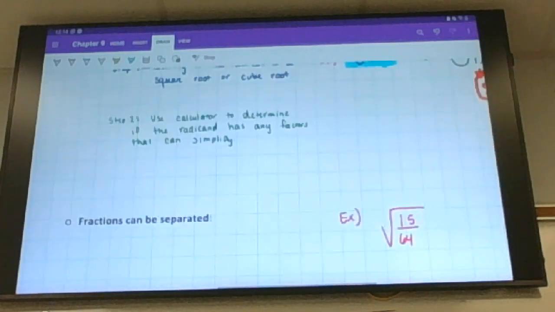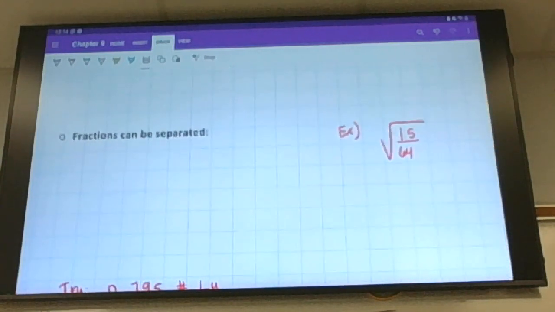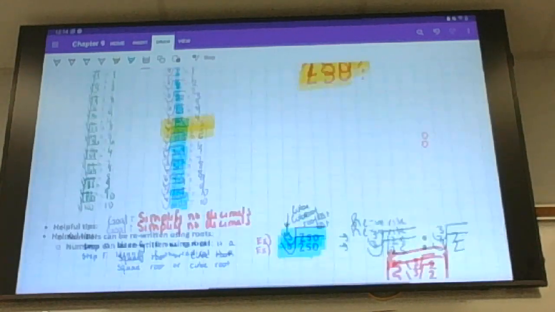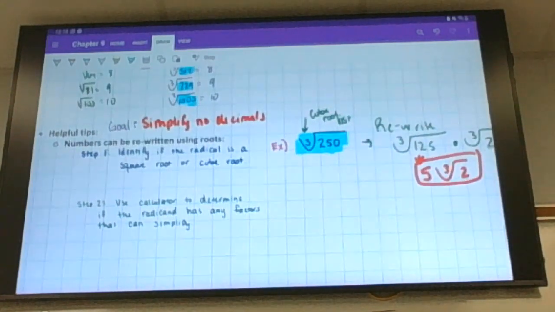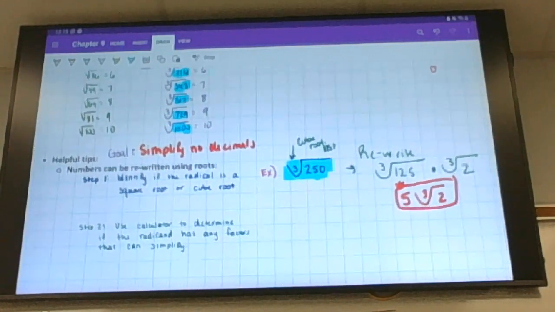All right, the last one you'll have to do. It says use a calculator to determine if it has any factors that can simplify. People recognized without a calculator that 250 divides by 125. So we didn't use one, but you can. I would get a calculator and just start trying to divide by numbers in the list.